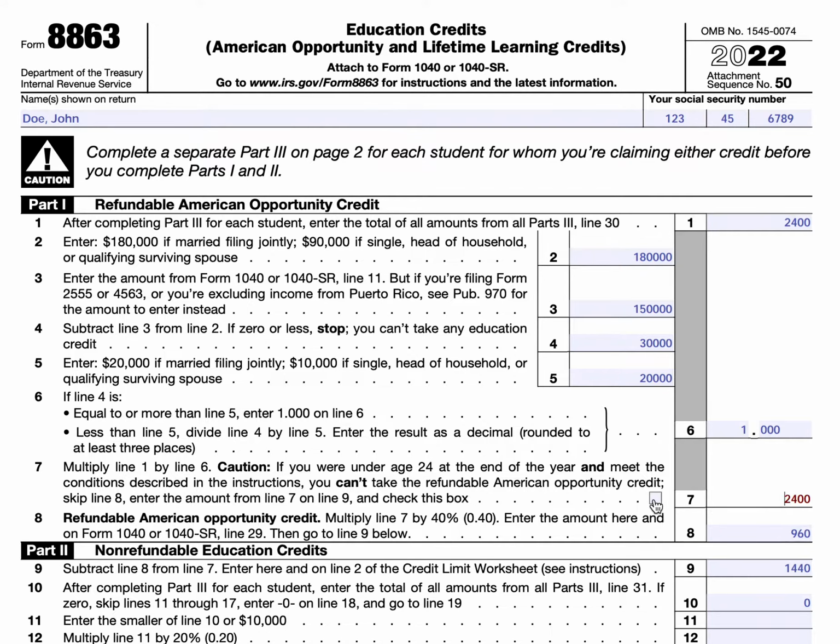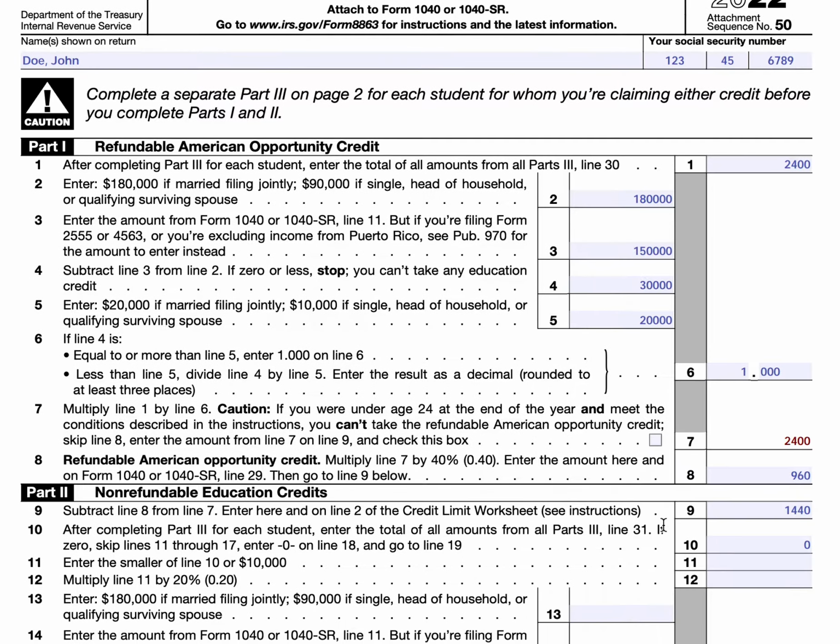However, we're filing this on behalf of John Doe. He is the parent, so we don't need to check the box. We simply multiplied the line 7 number by 40%. We'll enter this not only on line 9, we'll enter it on line 8, but then we'll also enter it on the 1040 line 29. Then we'll go directly to line 9 below. We'll subtract line 8 from line 7. This is the amount that we'll enter on the credit limit worksheet.